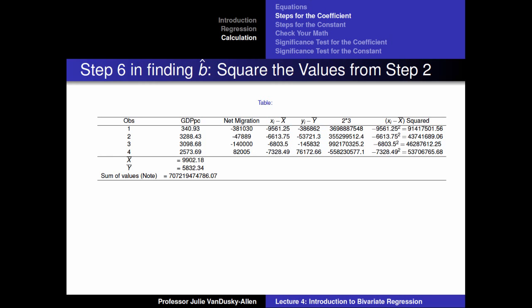The next step is squaring the values from step 2. Recall that in step 2, we subtracted the mean of x from each individual x observation. Here, we simply square those values. So, for observation 1, xi minus x bar was negative 9561.25. Negative 9561.25 squared is 91,417,501.56. And for observation 2, xi minus x bar was negative 6613.75. Negative 6613.75 squared is 43,741,689.06.